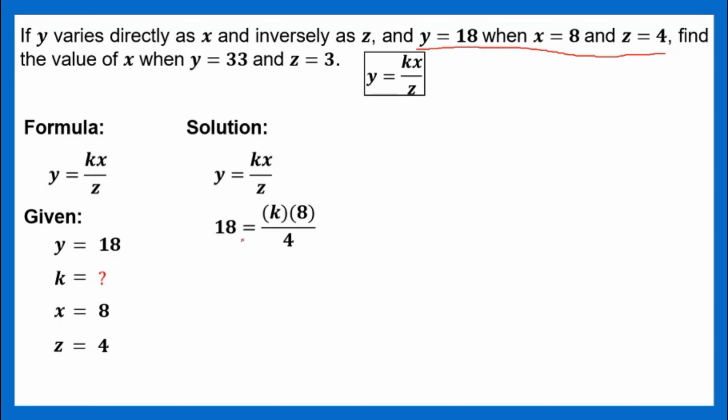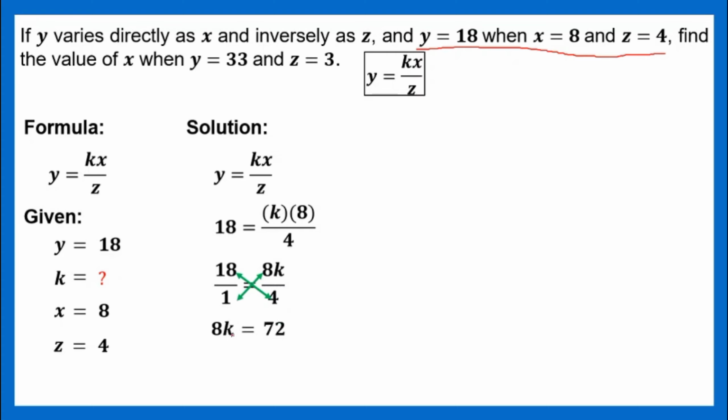And after that, i-rewrite ko ito into fraction form. That's 18 over 1. Tapos ang k times 8, that's 8k. Ayan. So 18 over 1 is equal to 8k over 4. Tapos cross-multiply natin. Ayan. So ito yung unknown, ililipat ko siya sa left para mas magandang tignan. So 8k times 1, that's 8k. Tapos 18 times 4, that's 72.